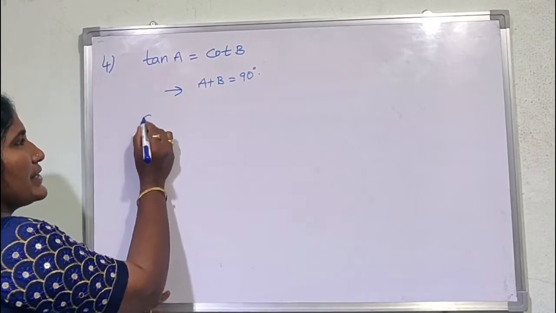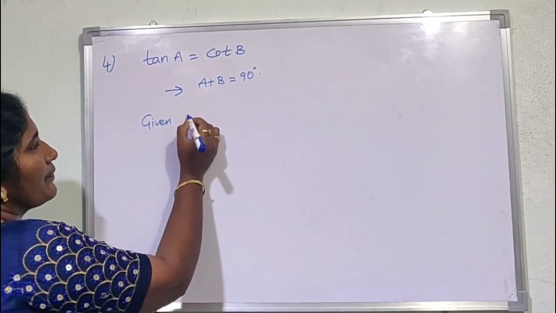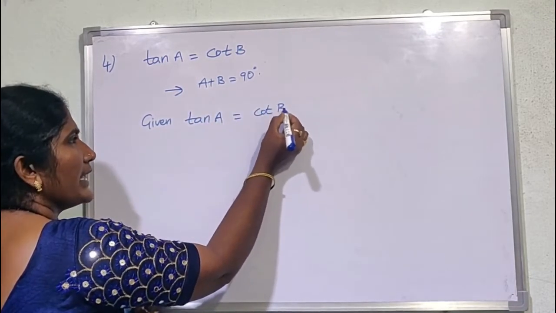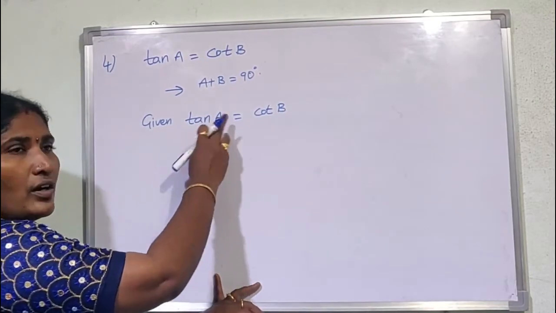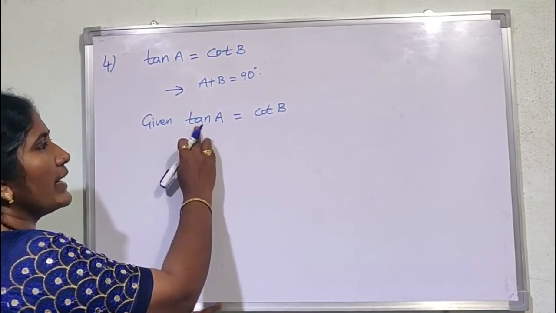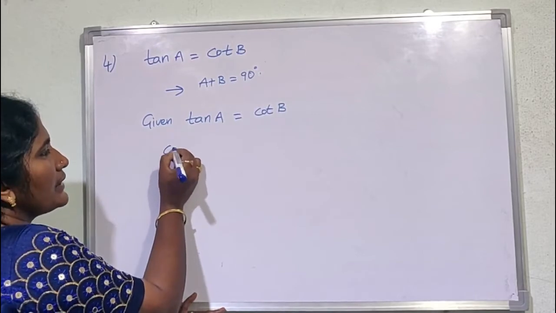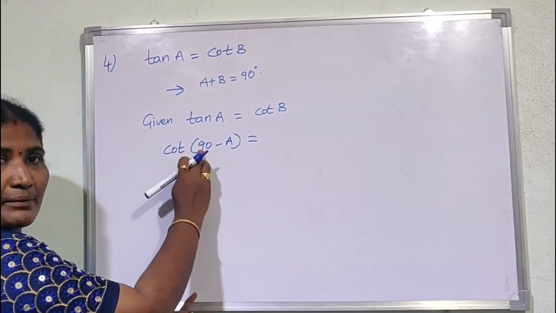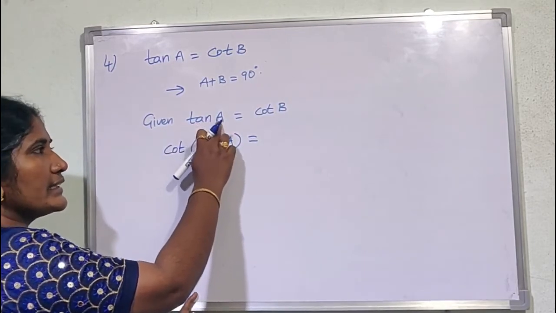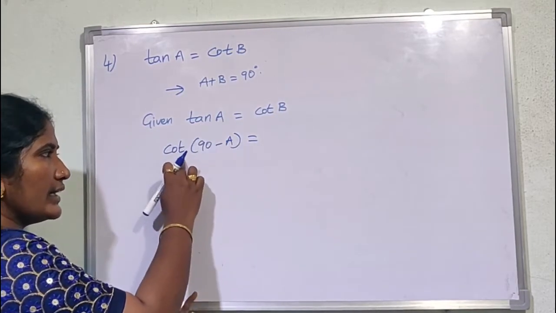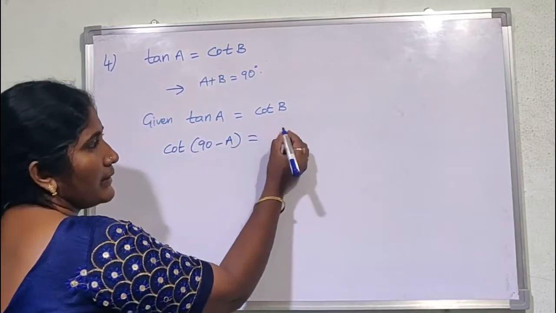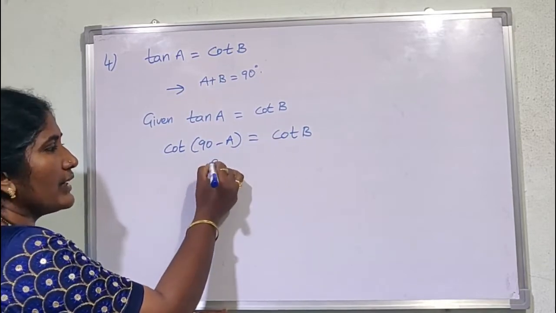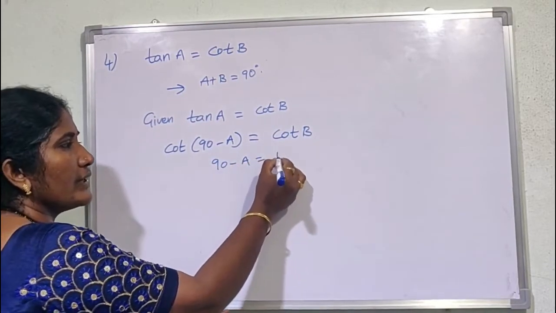Required to prove. So first, the given condition, tan A is equal to cot B. Again change any one, tan or cot, into the same ratios. Here I am writing instead of tan A, cot 90 minus A, because cot 90 minus theta is tan theta. Here theta means A. Instead of tan A, I wrote cot 90 minus A is equal to cot B. So both sides are same ratios. What are the values? 90 minus A is equal to B.